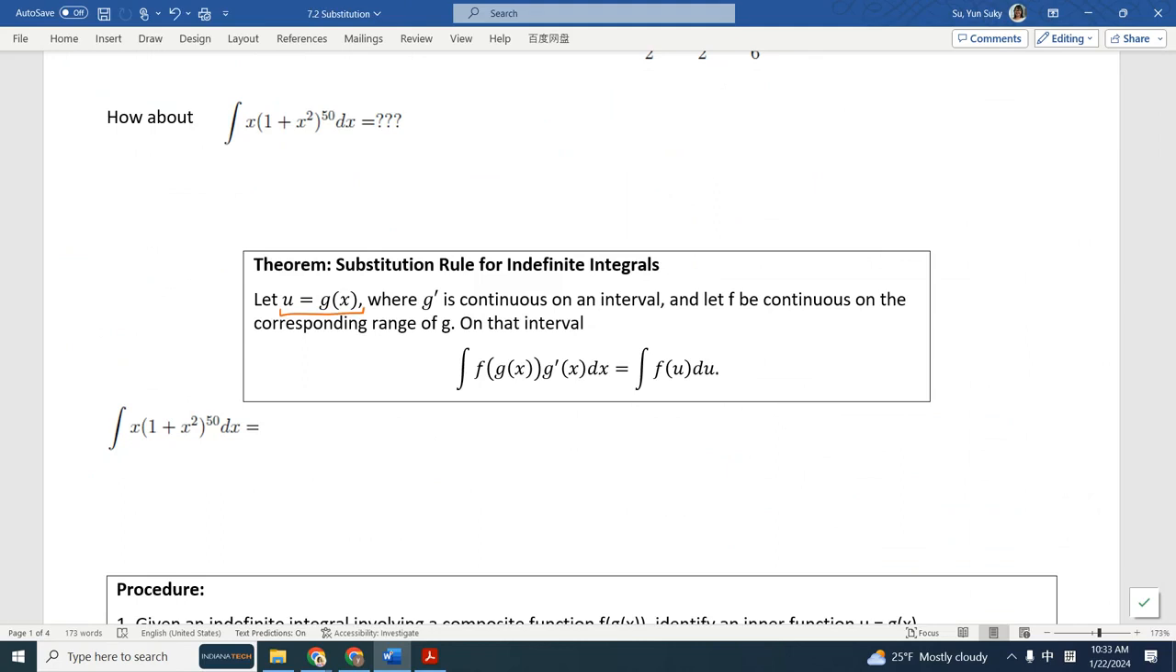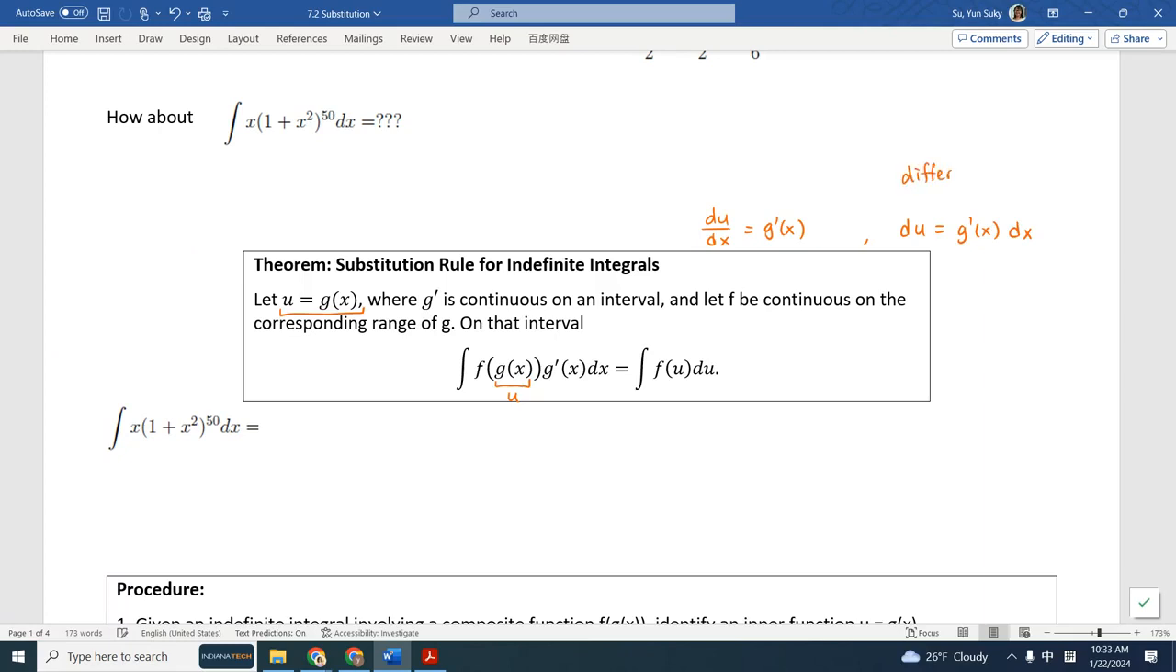Okay, then you see u is the inner function, u is g of x. When you take the derivative, we get du/dx is g prime of x. Let's multiply both sides by dx. Then we get du is g prime of x dx. This is called the differential form.